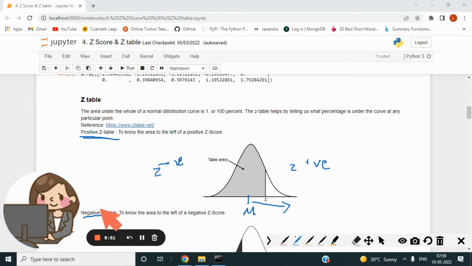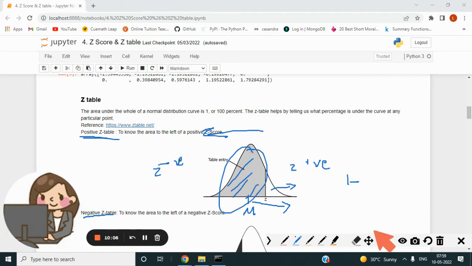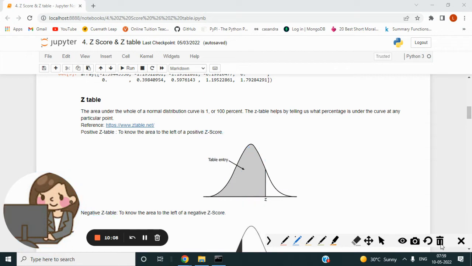Another thing is, the z-table always gives the area towards the left. So once you have this area, it will be very easy to find the other area, right? It will be 1 minus this area. That is how you can find the other areas. Now let us see some examples. Before that, I will open the z-table and show it.